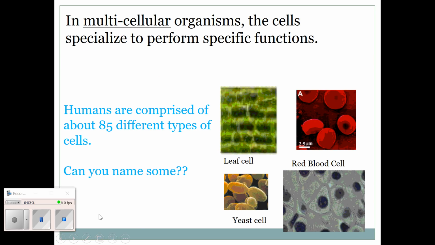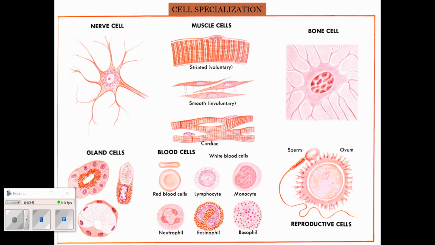Multicellular organisms have different types of cells within them that work together to help perform a function. Humans are comprised of about 85 different types of cells. Can you name some? I'm sure you named some of these cells. Nerve cells, which transmit messages from your brain to other parts of the body. Muscle cells, bone cells, reproductive cells, white blood cells, red blood cells, and there are many others.